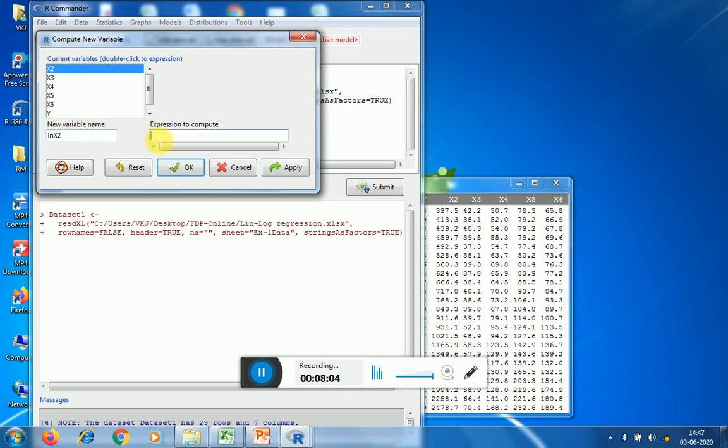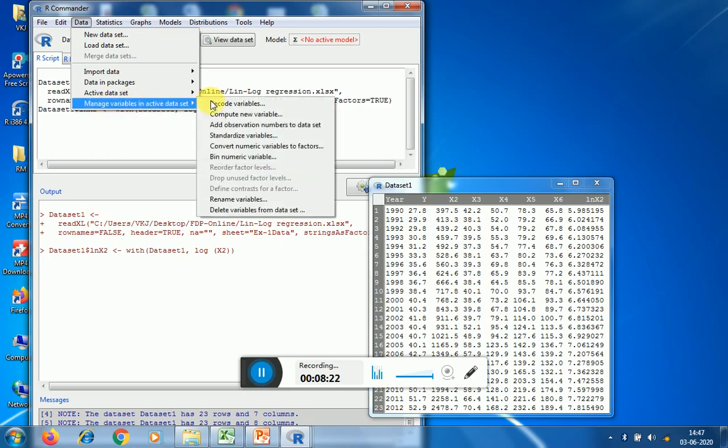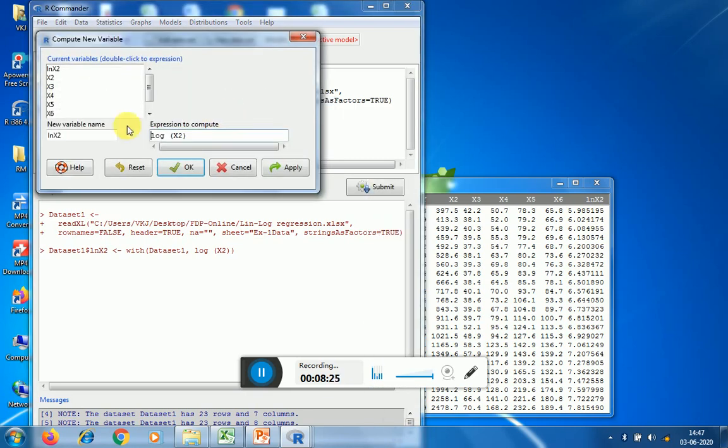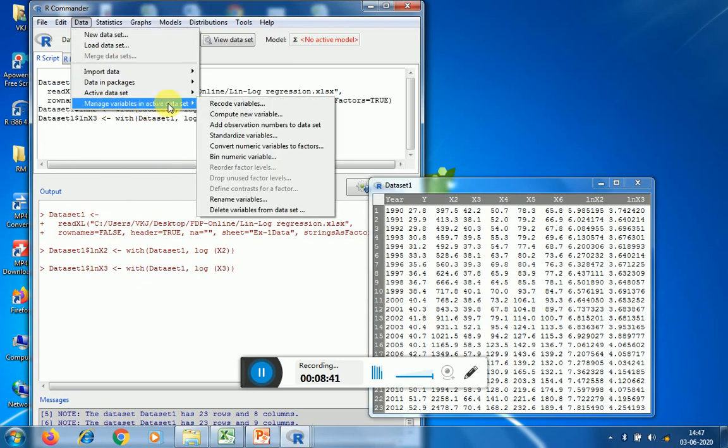Then the expression is, we are calculating the natural log, so log of x2, and then click OK. You can see this variable is now added, ln x2. Again, manage variables in active data set, compute new variable. Now here select x3 and name this as ln x3, log of x3. OK. Then data, manage variables in the data set.